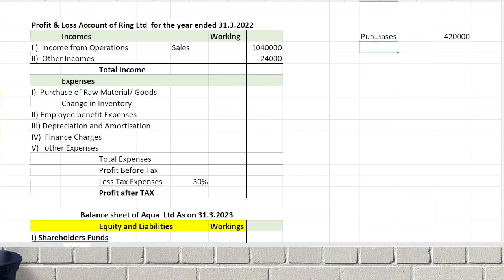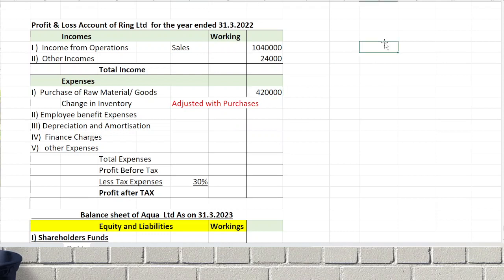After adjusting which one? Closing stock. Closing stock is how much more than opening stock? 1,60,000. Then how much would you have purchased? No, we can take it directly, it is already adjusted. How much is purchases of materials and goods? 4,20,000. It is already adjusted. Changes in inventory is already adjusted with purchases. That is why the closing stock appears in the trial balance.